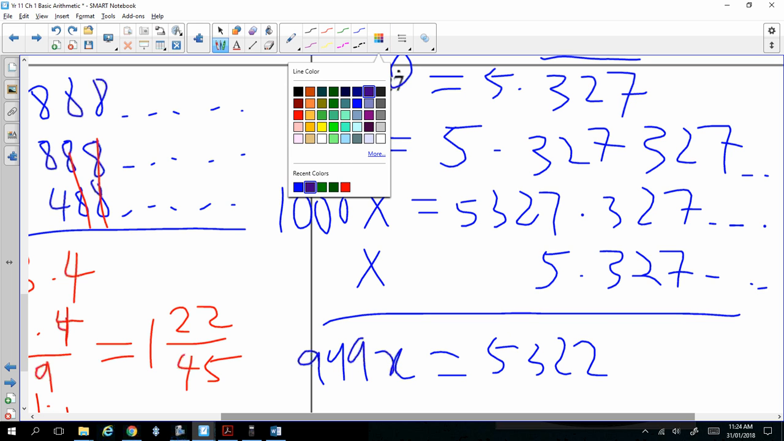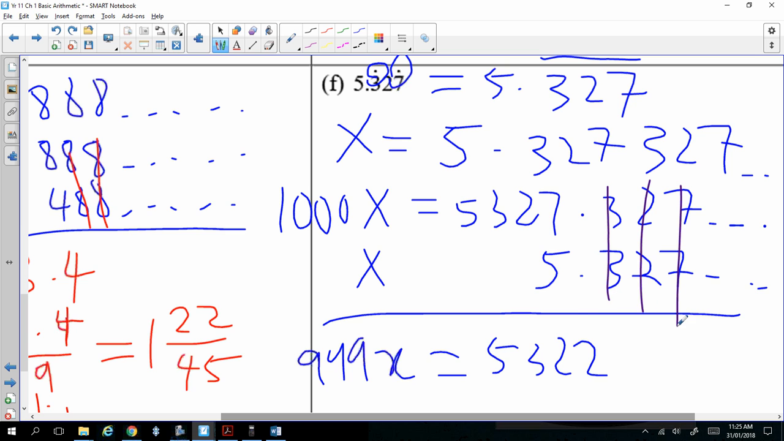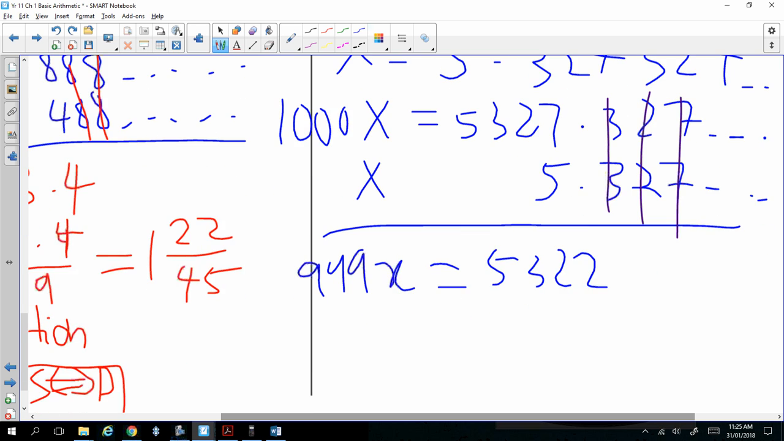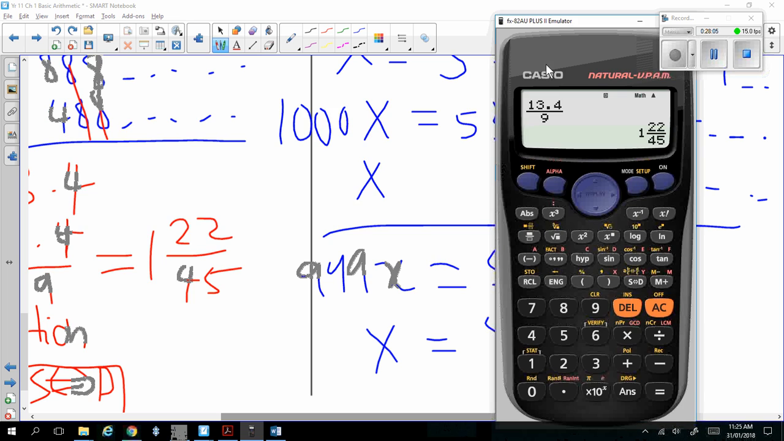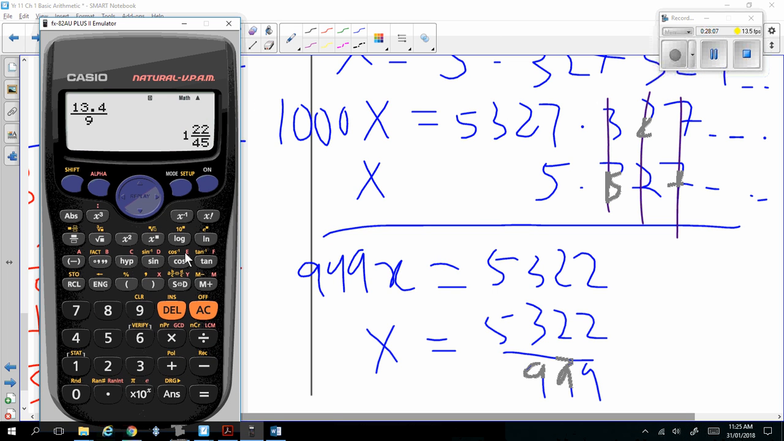Use your calculator, which is this one. 5322, you can just press divide, it's easier. Is that right? Yes, it is. Change to mixed because it looks better: 5 and 109 over 333. Done. Any question?